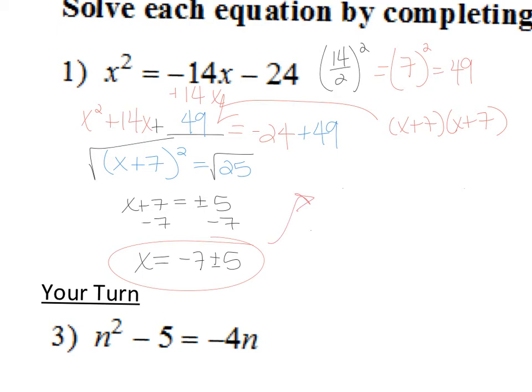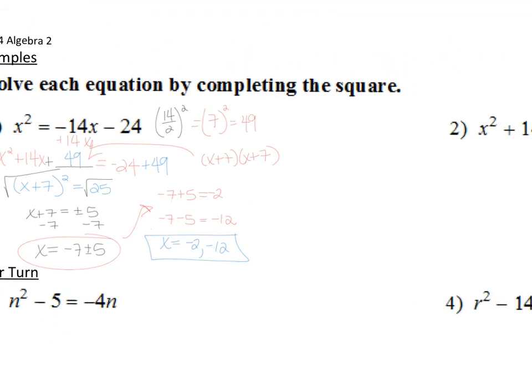So again, it can be split into two equations. You have negative 7 plus 5, and you have negative 7 minus 5. Negative 7 plus 5 is negative 2, and then negative 7 minus 5 is actually negative 12. So your final answer would be x equals negative 2, negative 12.